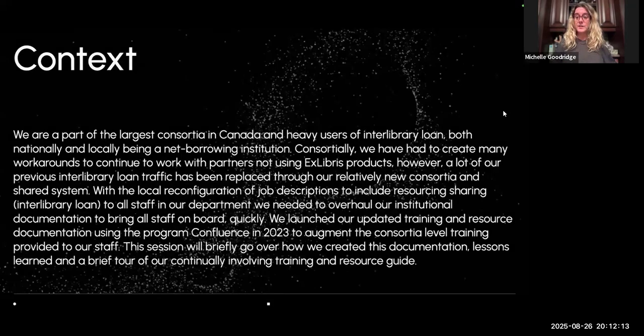I'm sure you've all read this, as this was the intro to the session today, so I'm going to go over it just briefly. Laurier is part of the OCL Consortia, which is one of the largest in Canada. We all use Ex Libris products, which has actually changed how we do ILL and resource sharing going forward. As part of this, we needed to find a way to gather both consortial level documentation as well as documentation policies, procedures local to our institution. So I'm going to go through some of the lessons learned here.